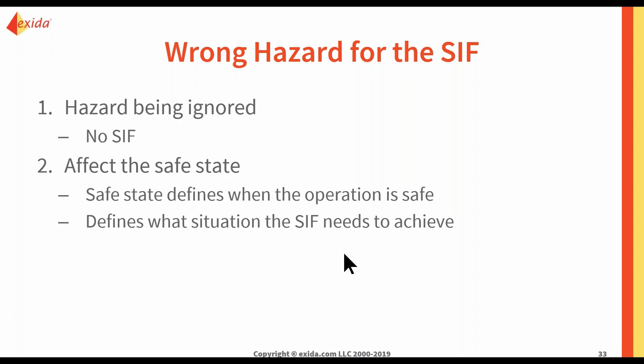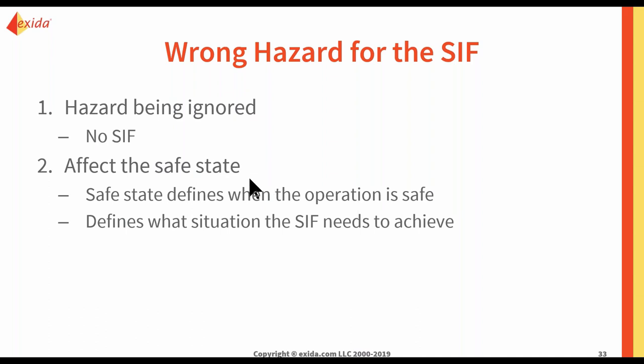And also, a wrong hazard is going to affect the safe state. We probably won't be talking about safe state in HAZOP, but safe state is very crucial information within the SRS, the safety requirement specification. The safe state is related to the hazard, because it defines when the operation is safe. So it defines what situation the SIF needs to achieve. The SIF has different kinds of actions that need to achieve a particular safe operation state for the whole plant, in a way.